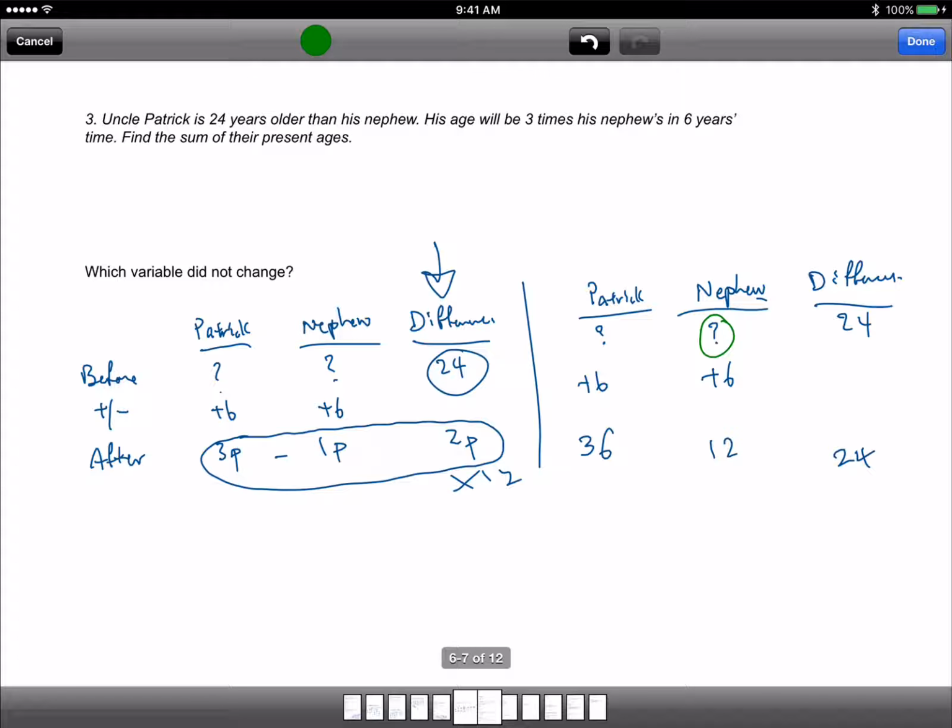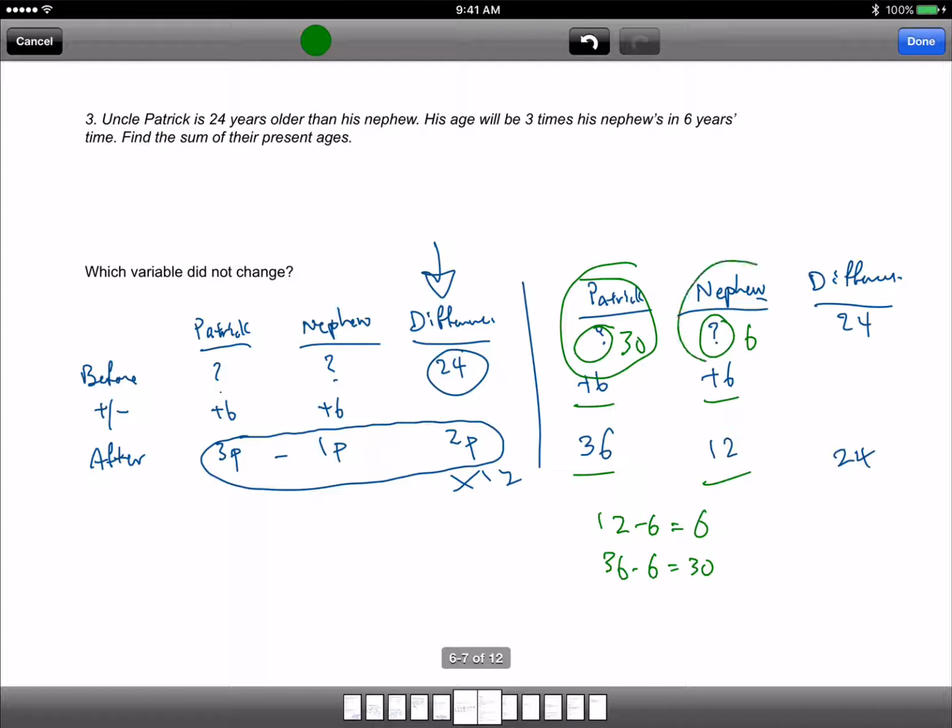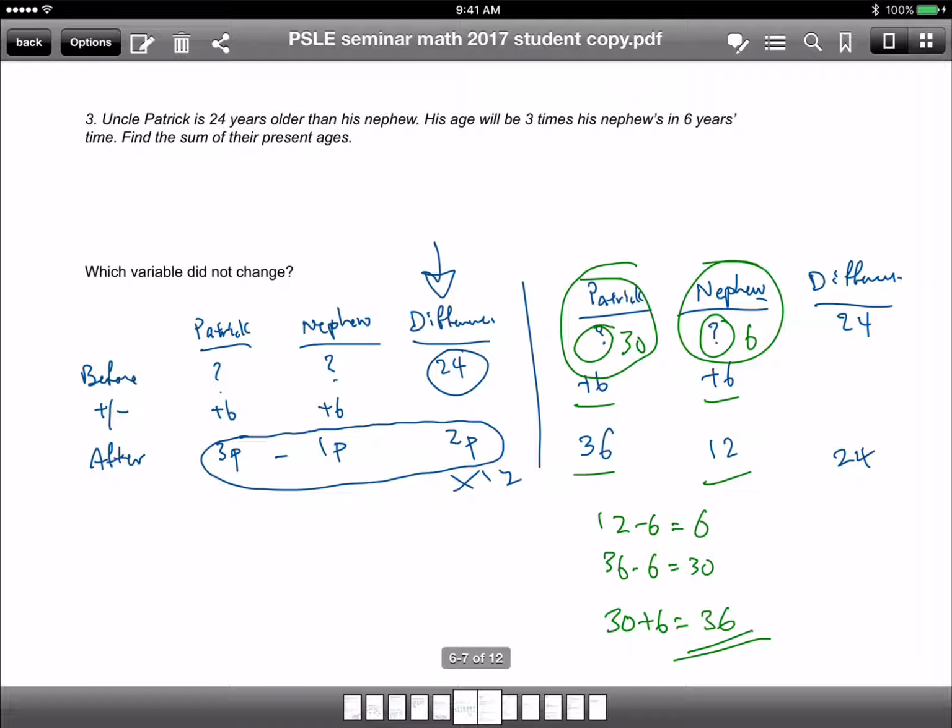So something plus 6 gives me 12. If I take 12, take away 6 equals 6. This has got to be 6. Something plus 6 gives me 36. Well, this has got to be 30, because 36 take away 6 equals 30. So Uncle Patrick is clearly 30 years old and the nephew is 6 years old now. So the sum of their present age, 30 plus 6 equals 36. Right, so this is the answer for before and after.